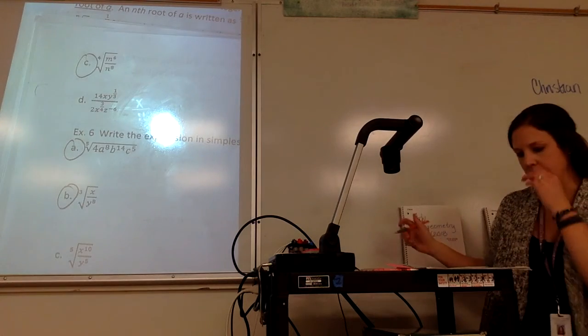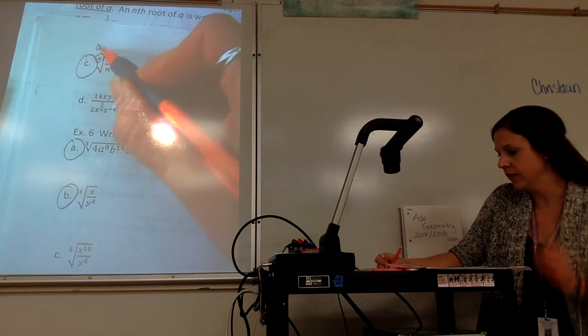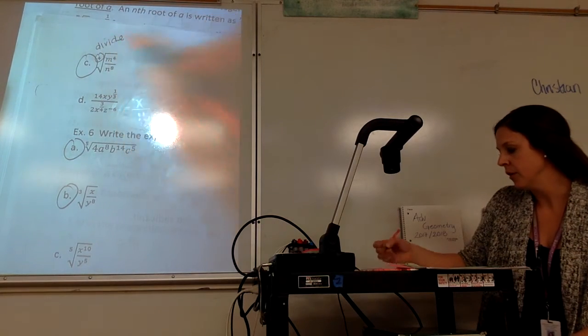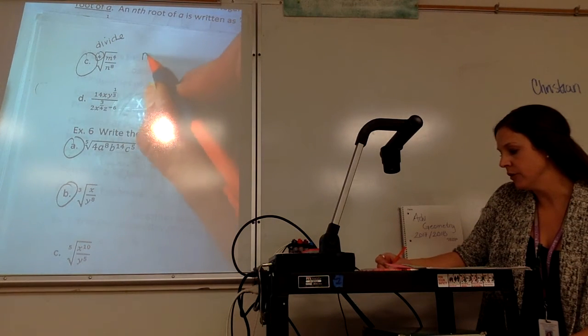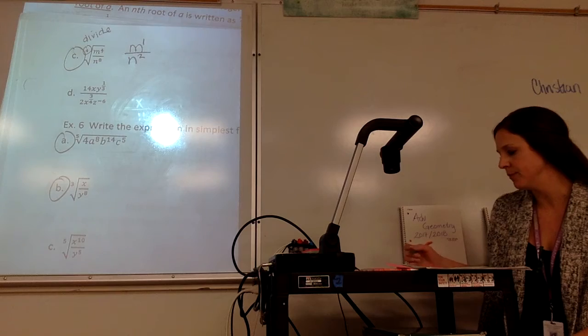All right, so I'm now on page 6. Now on page 6, remember this means divide when it's ever a root like that. So you're just going to divide. So m to the 4th divided by 4 is 1 over n to the 2nd. Pretty simple. Not too bad.